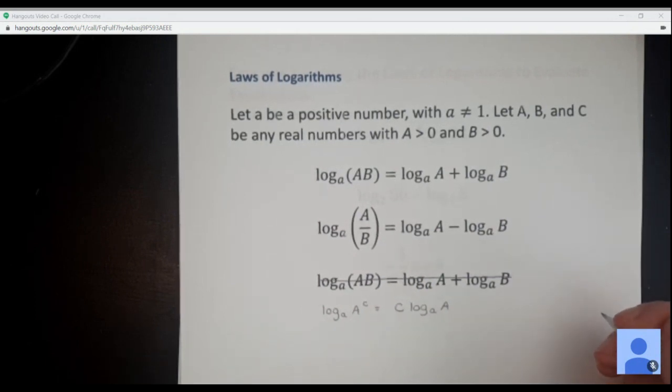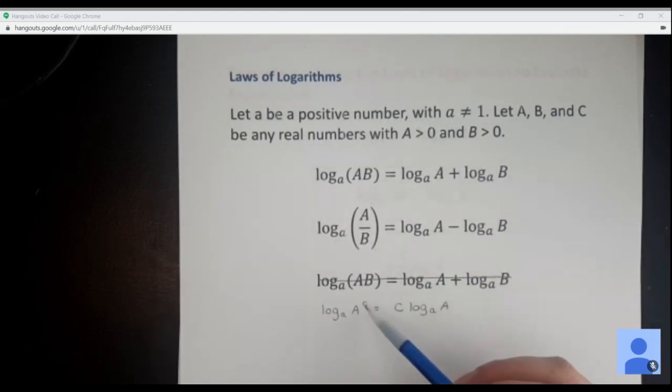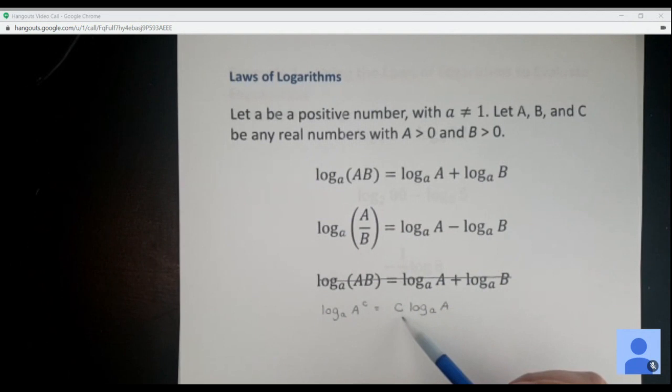And then our final law of logarithms says that if we have an exponent inside of a logarithm, we're actually allowed to bring that to the front of the log, right, and basically drop it from the exponent. So then it becomes C times the base A log of big A here. So anytime there's an exponent, bring it out front, and that's what we're going to end up with there.